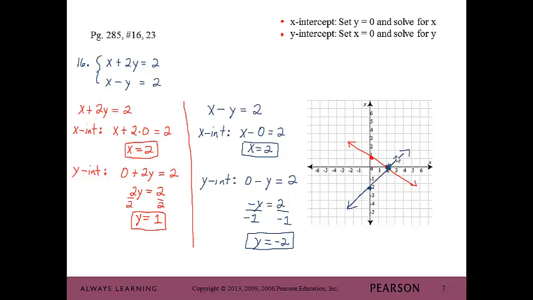Now we need to determine where do they intersect at. So this right here would be the solution. And this is the point 2, 0. So the solution of this system is 2, 0.